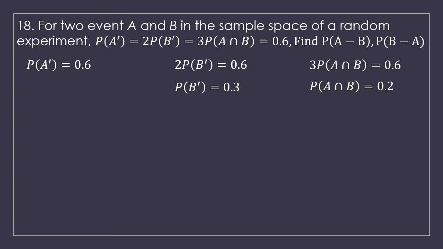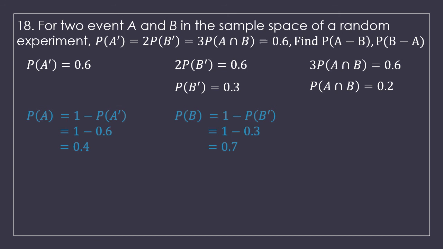Next, I am supposed to calculate the difference events A minus B and B minus A. But for that, I will require the probability of A and B, which I don't have right now. Rather, I have their complementary events A dash and B dash. So using these, I will calculate the values of P(A) and P(B). P(A) is 1 minus P(A dash), that is 1 minus 0.6, which is 0.4. Similarly, P(B) is 1 minus P(B dash), that is 1 minus 0.3, which is 0.7.